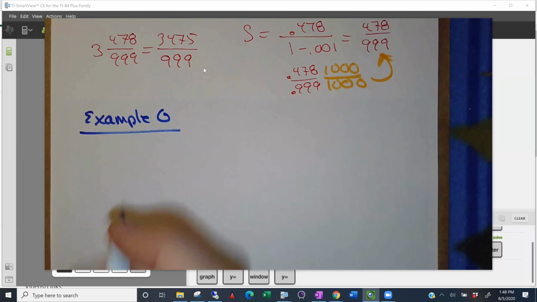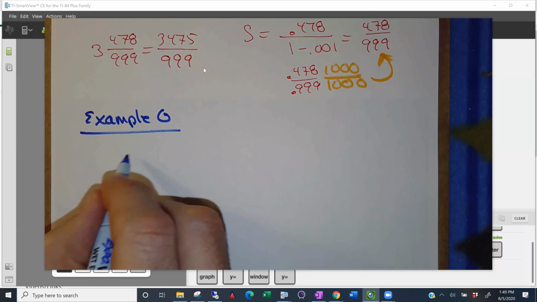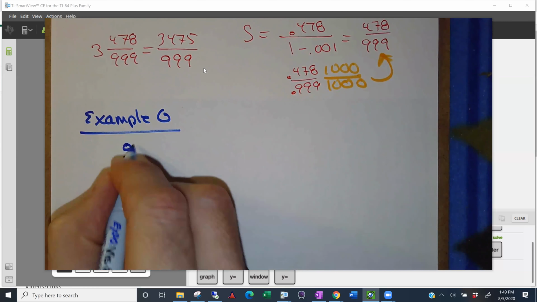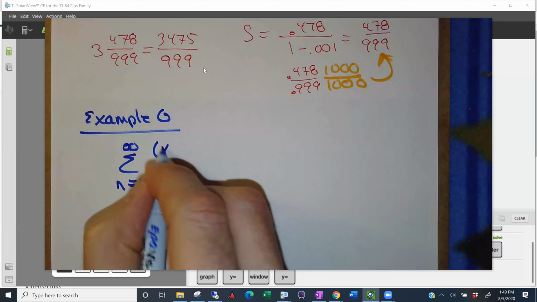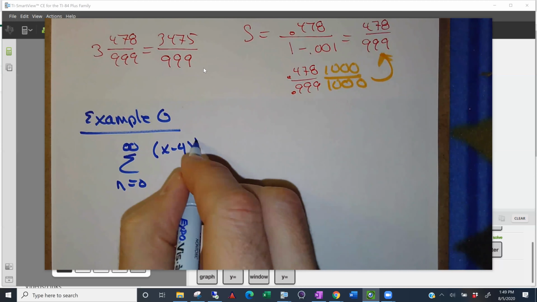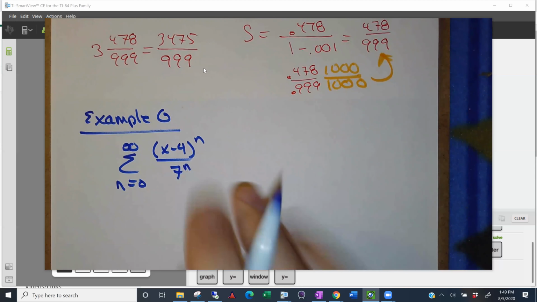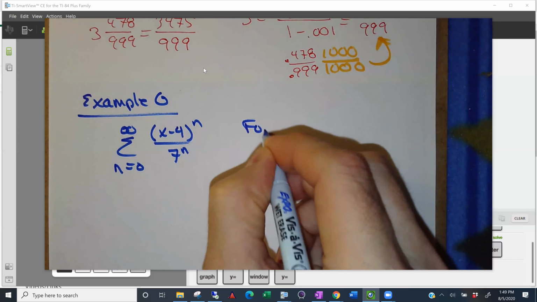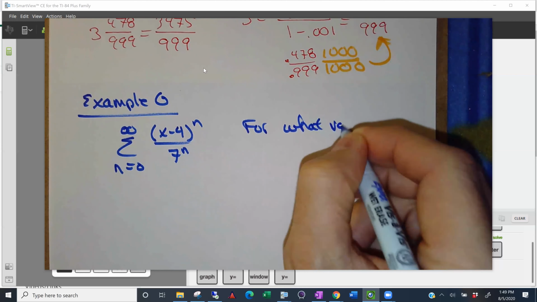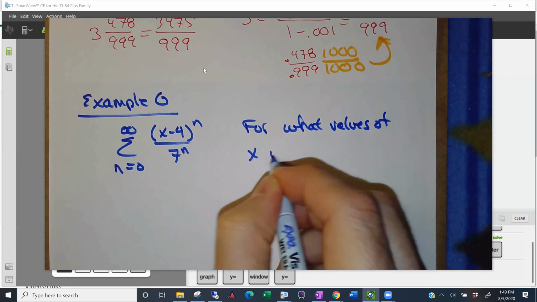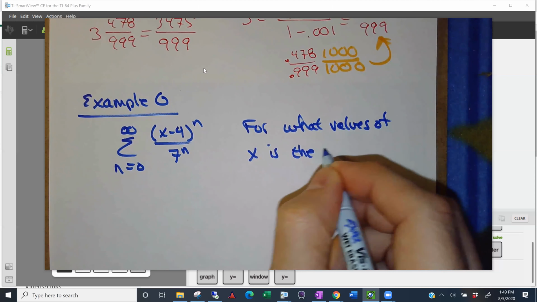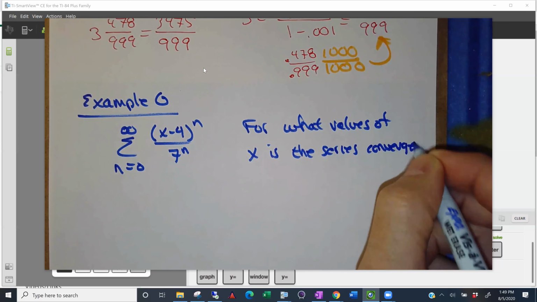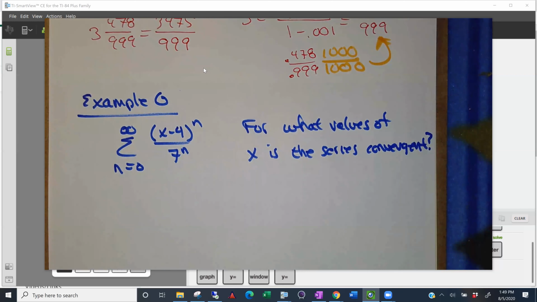Okay. Let's take a look at a slightly different example. The sum from n equals 0 to infinity of (x minus 4) to the n divided by 7 to the n. So the question is, for what values of x is the series convergent? That's a good question.